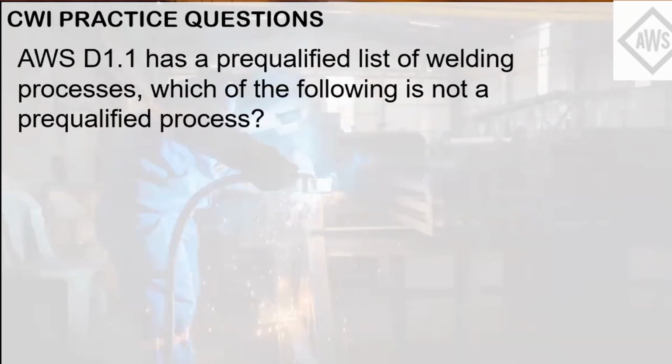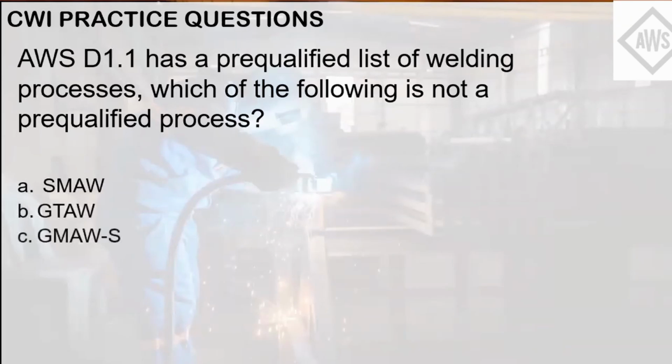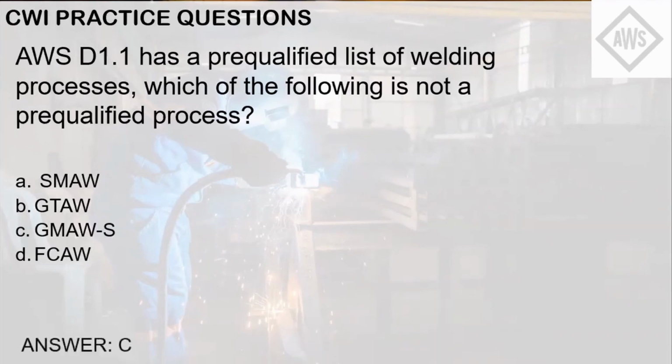Next question. AWS D1.1 has a pre-qualified list of welding processes. Which of the following is not a pre-qualified process? Letter A, SMAW or stick. B, GTAW or TIG. C, GMAW-S, S is for short circuiting. Or letter D, FCAW. I think I preempted this question a while ago. So the answer here is letter C, GMAW short circuiting.